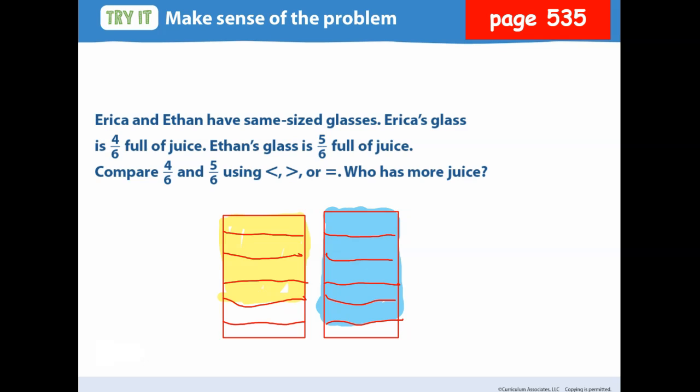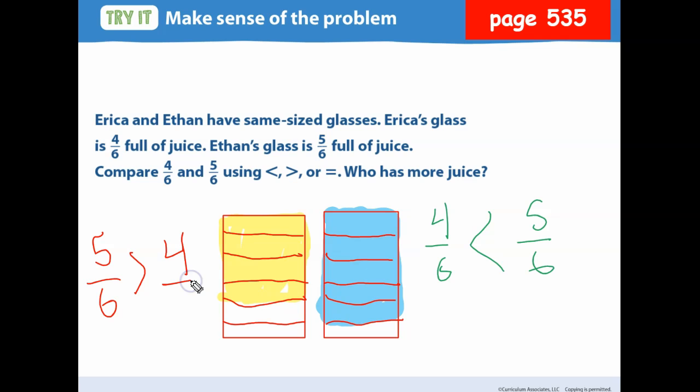Okay. So we have 4/6 compared to 5/6 using less than, greater than, or equal to. Who has more juice? Okay, wait. Ethan has more juice, but if I'm comparing the fractions like this, I'm going to use less than, right? Okay, but Ethan has more juice, so 5/6 is greater than 4/6.